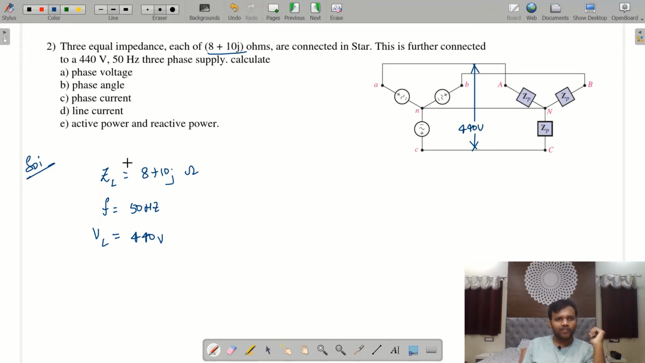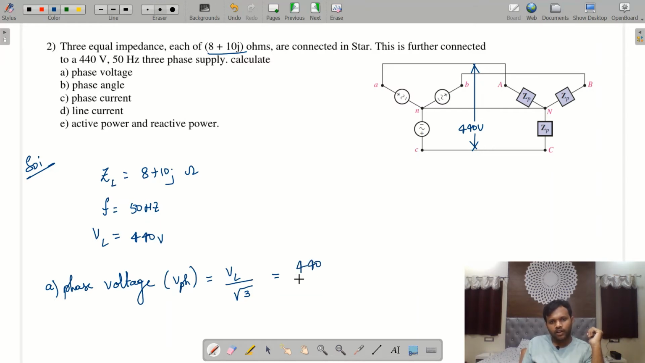Okay, so first one, what they were asking? First A, okay, phase voltage. Okay, they were asking the phase voltage, right? VPH. So we can write it as line voltage divided by root 3. Okay, what is the line voltage value? 440 divided by root 3. Okay, solve it, right? So which will be equal to 254.03 volts. Okay, right.